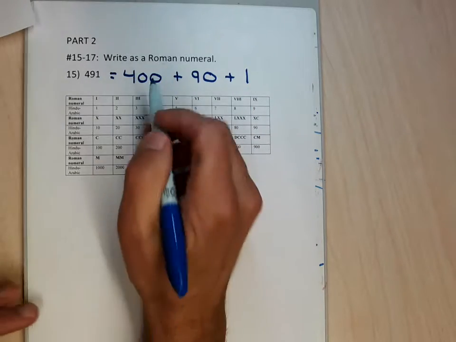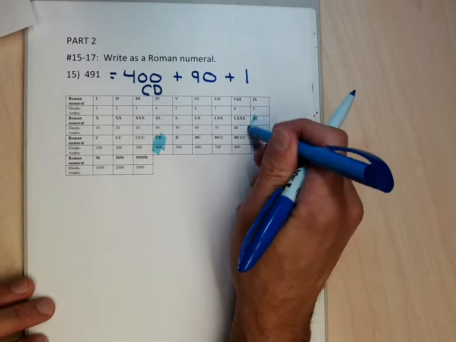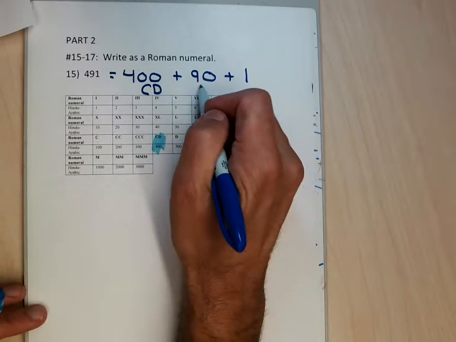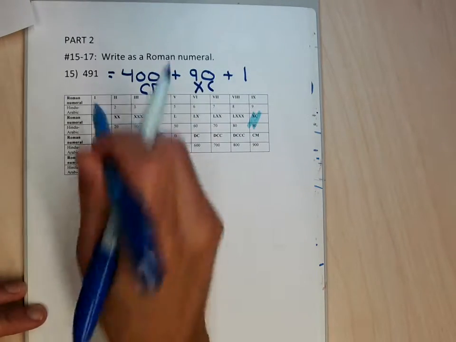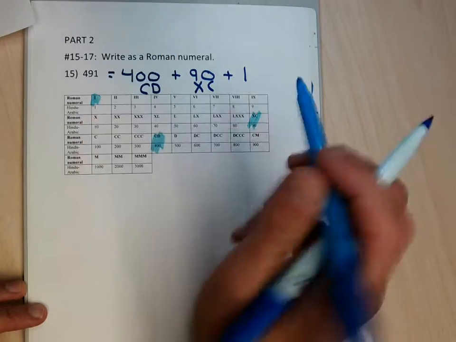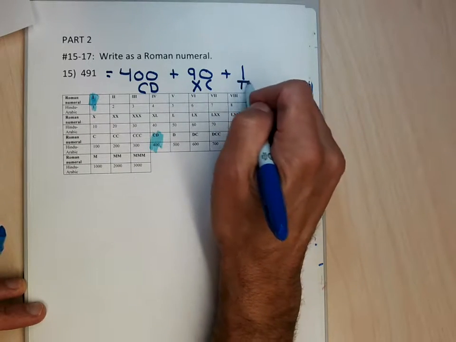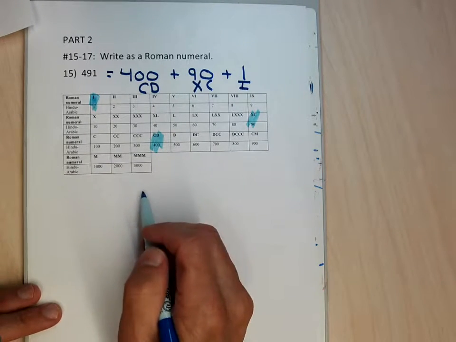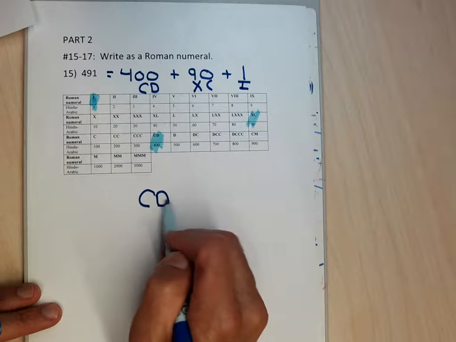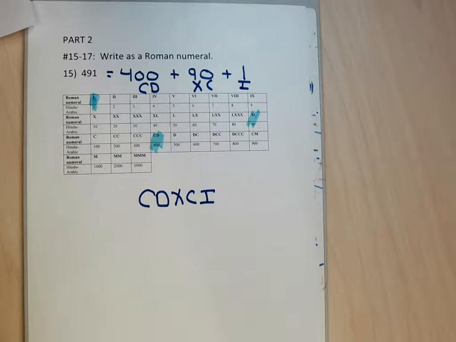So the 400 part of this is a CD. The 90 part of this is an XC. And the 1 part of this is an I. So the answer to problem 15, the Roman numeral for 491, is going to be CD, XC, I. And that's all there is to do for that.